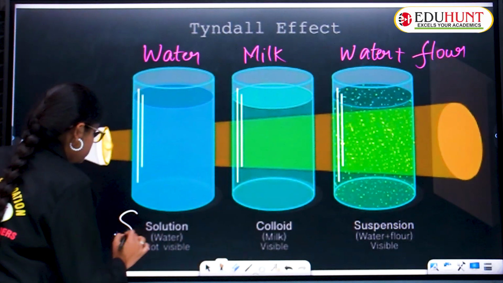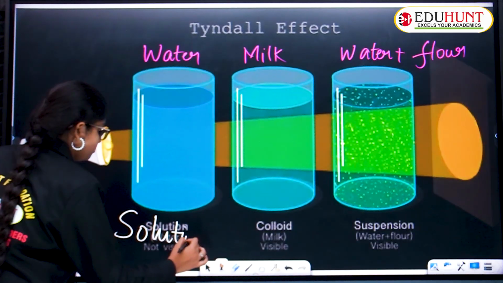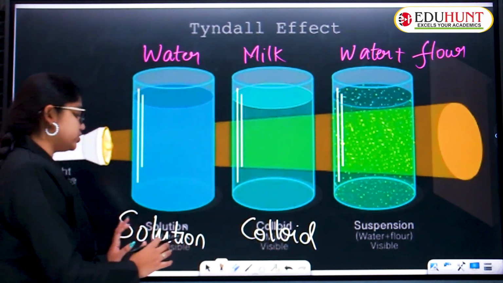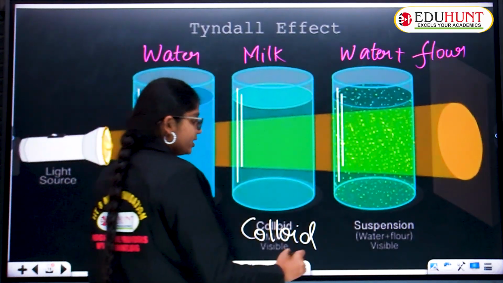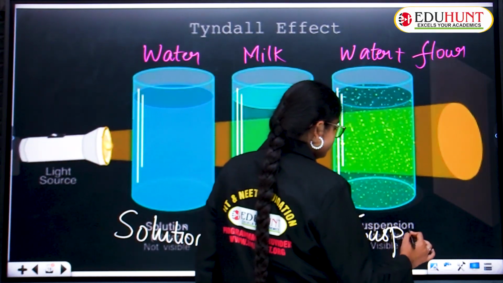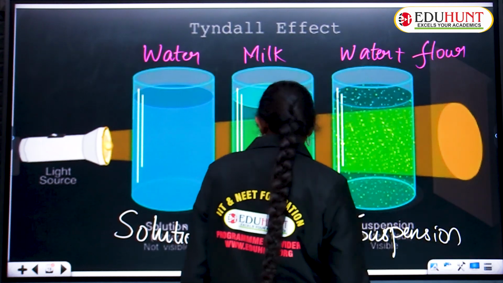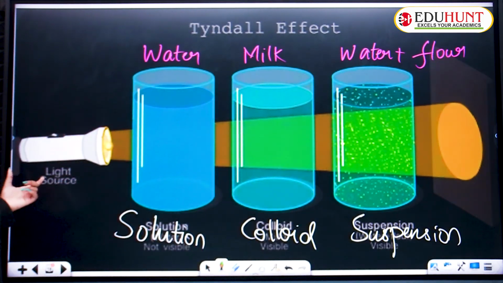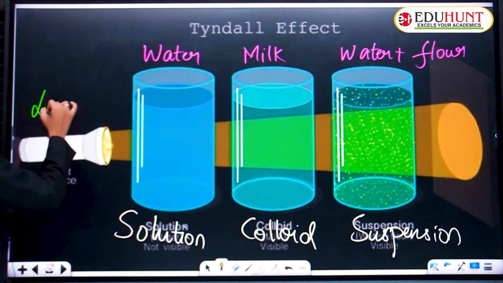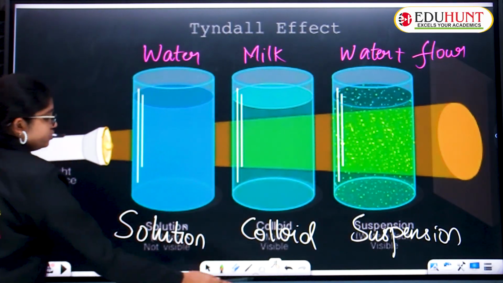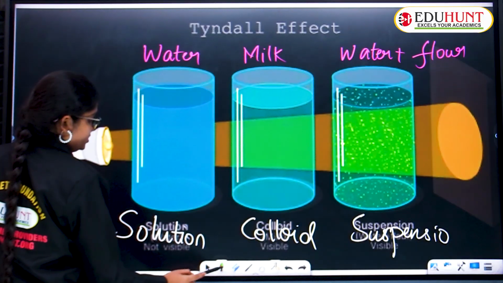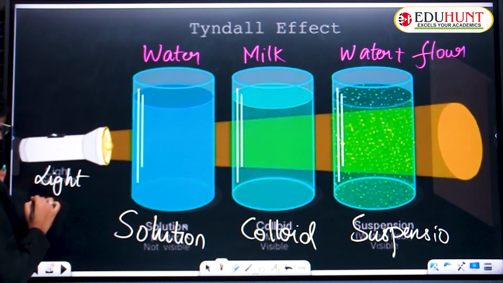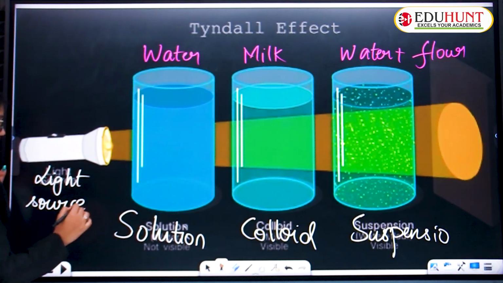It is solution, it is colloidal solution. Solution simply means true solution. Okay, here it is suspension. Now tell me, where is the path visible and which is not visible? Flashlight, the same light source we used, this is the light source. Okay, so here we have the light source, a flashlight, we used a torch.